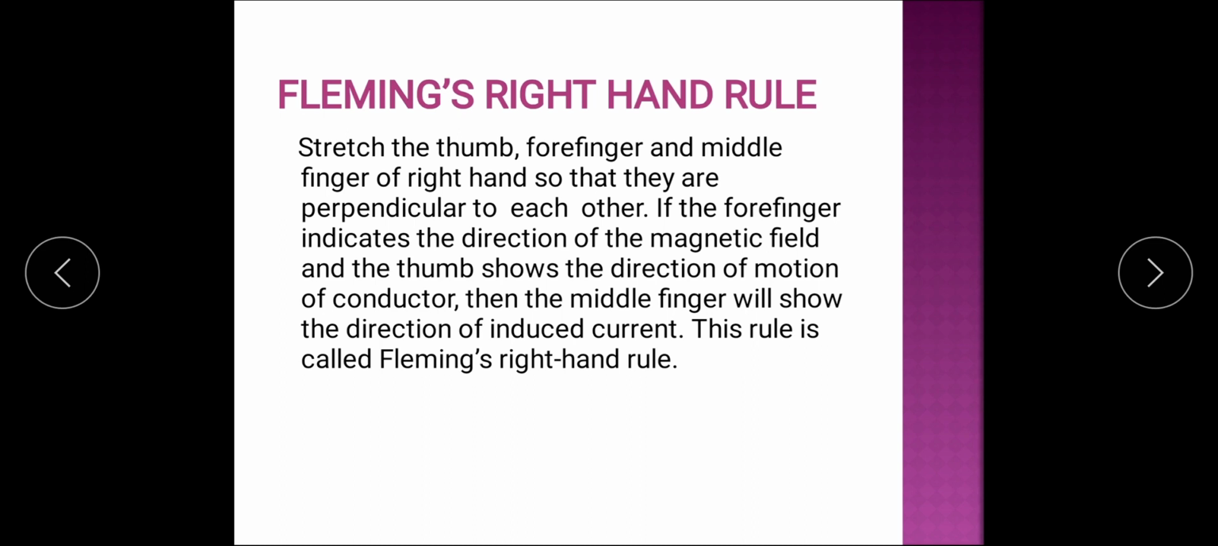Students, let's see now how we will find the direction of induced current. We have studied Fleming's left hand rule, right students, which was used to find the direction of force on a current carrying conductor in a magnetic field. Fleming's right hand rule is similar to Fleming's left hand rule. Let's see what the rule states. Stretch the thumb, forefinger and middle finger of your right hand so that they are perpendicular to each other. If the forefinger indicates the direction of magnetic field, and the thumb shows the direction of motion of the conductor, then the middle finger will show the direction of induced current. This rule is called Fleming's right hand rule.